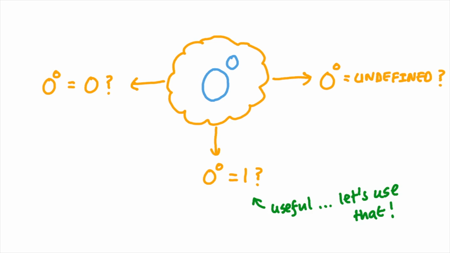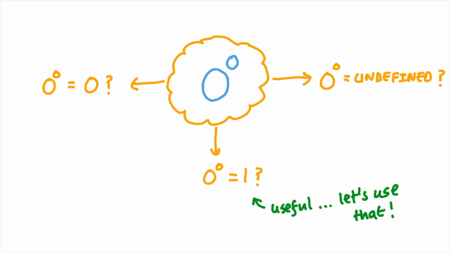Well, it turns out that for mathematicians, it's most useful if we define 0 to the power of 0 as being equal to 1. So that's what we've done. There isn't an answer that you can prove, but choosing to use a value of 1 for the expression 0 to the power of 0 doesn't break any other rules, and it's convenient.